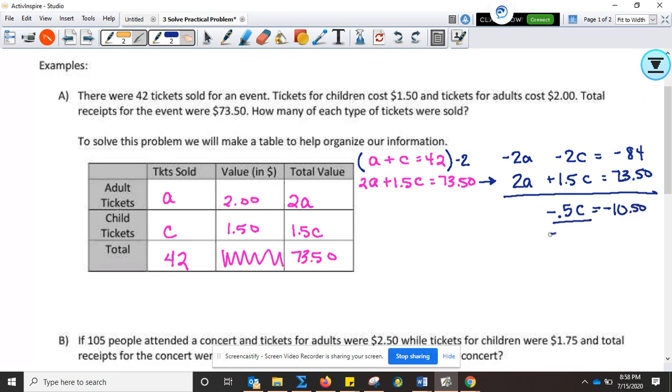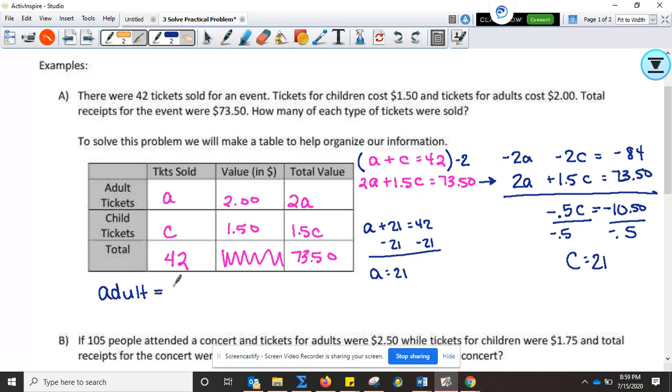Then I'm going to divide both sides by -0.5, and I'm going to get C is equal to 21. So I sold 21 children tickets. How many adult tickets were there? I'm just going to plug it back into my top equation. A plus 21 equals 42. Subtract 21, and A equals 21. So adult tickets is 21, child is also 21.